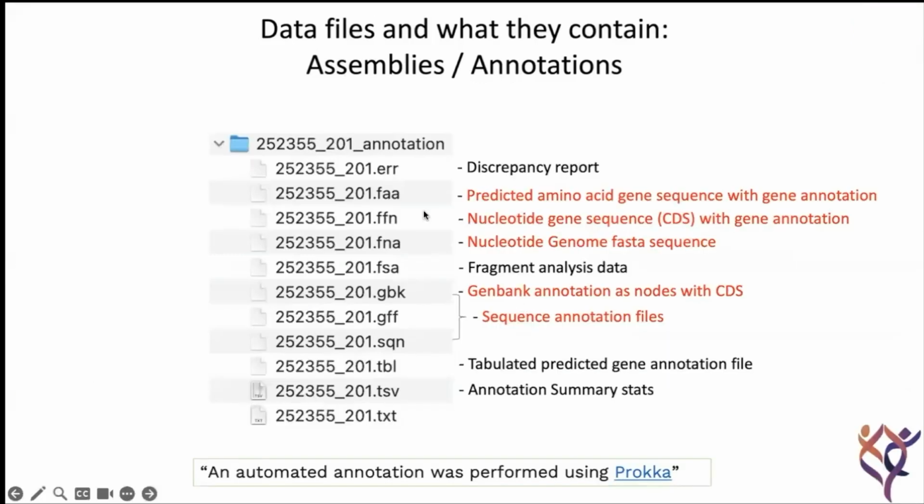I've mentioned that there are a number of annotation files. Some are perhaps more useful than others. Some of the important ones I've highlighted in red. One that we will be using in a moment is the FNA file, which is a nucleotide genome FASTA sequence. So this contains your nodes, and that is particularly useful when it comes to identifying the 16S or any other specific gene from your genomic data.